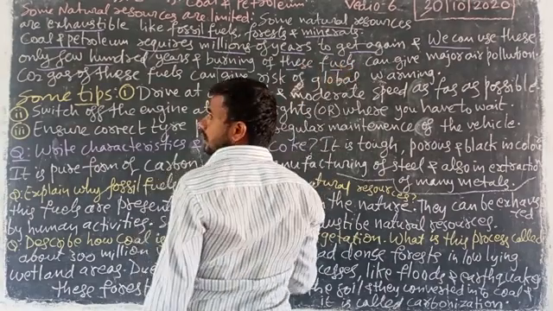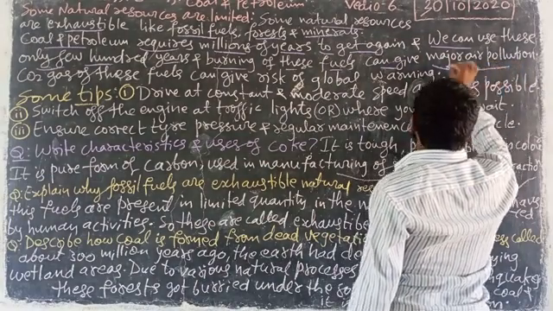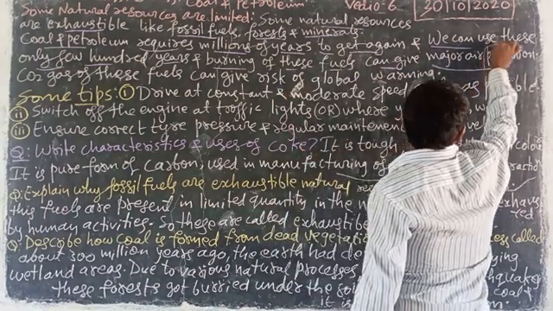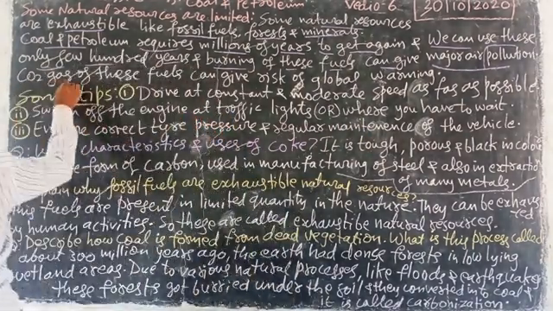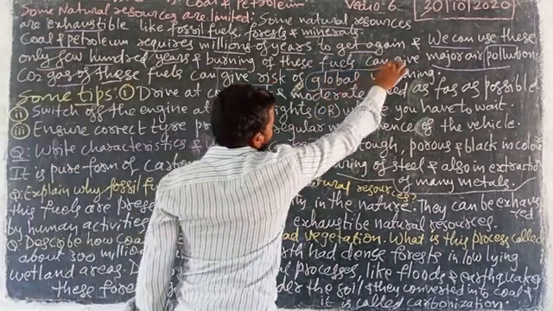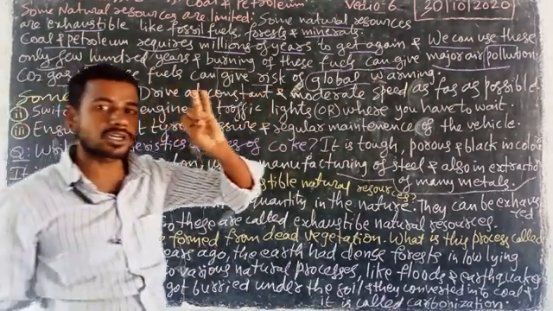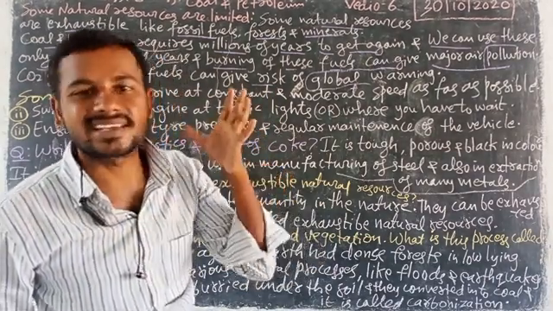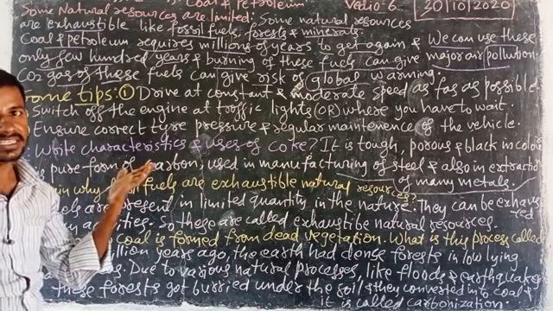Burning of these fuels can give major air pollution. Look here. You are using fuels, so air pollution will also be there. Major air pollution. The CO2 gas from these fuels can give a risk of global warming. Air pollution, global warming, and another point you should remember: petrol and coal last only a few hundred years. So after they are finished, we will not have them.